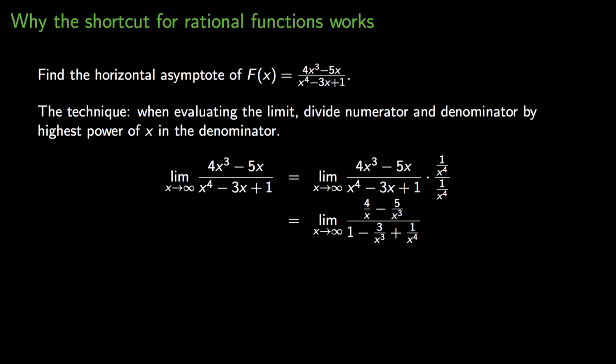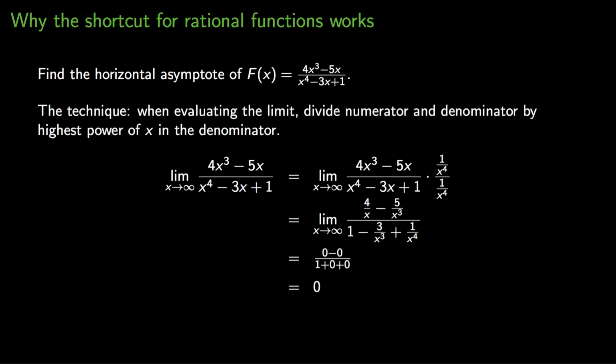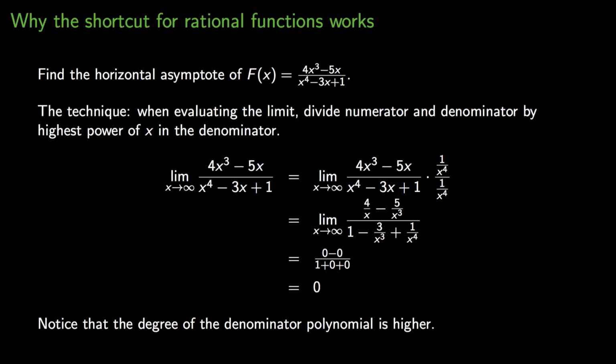And again, using all of those wonderful properties of limits, I can see that the top here, overall, as x gets really, really big, the numerator approaches 0 and the denominator approaches 1. And so this limit is equal to 0 over 1, or 0. And notice that the degree of the denominator polynomial was higher, right? And so according to the theorem, we already knew the horizontal asymptote was going to be y equals 0, or the value of this limit.